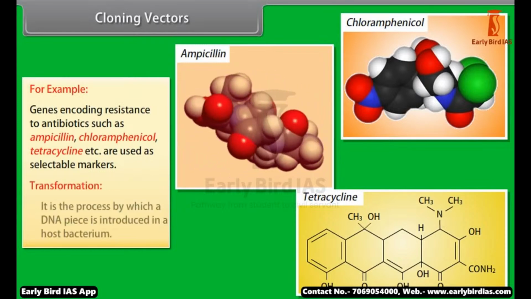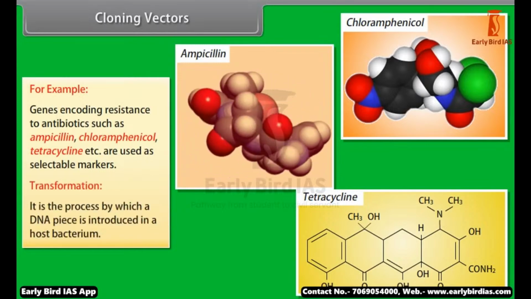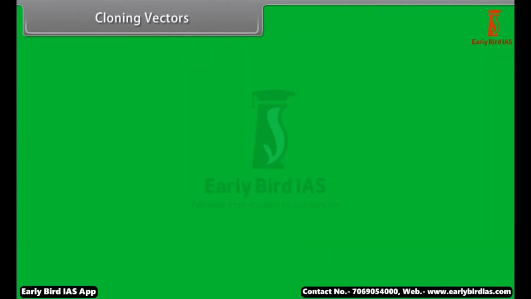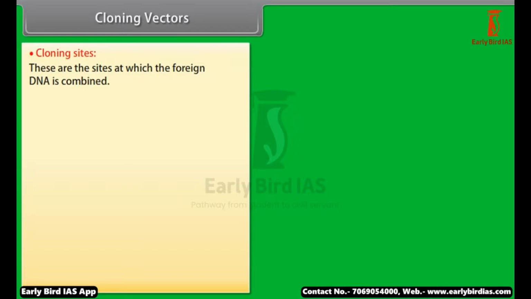Transformation. It is a process by which a DNA piece is introduced into a host bacterium. Cloning sites. These are the sites at which the foreign DNA is combined.